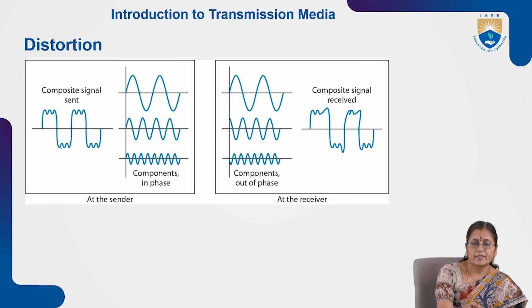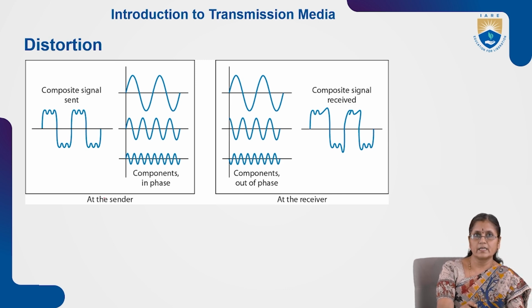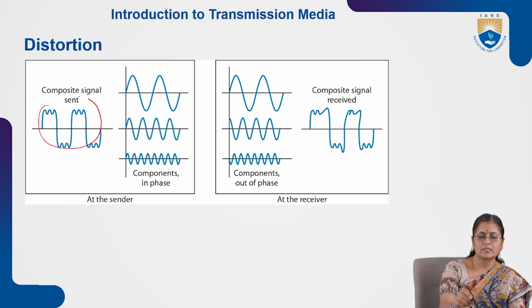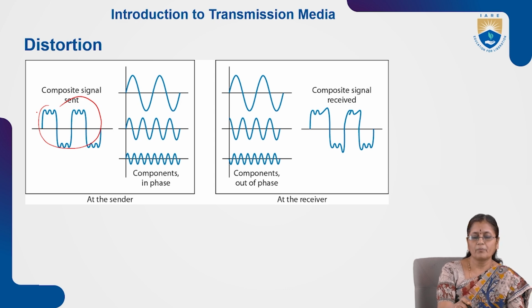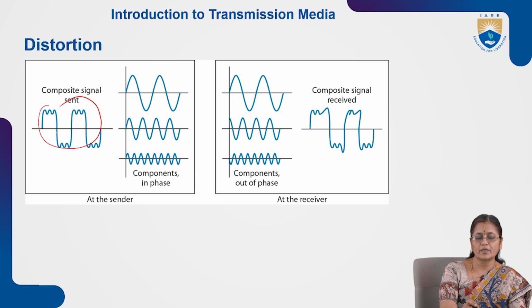Let us take an example. This is the composite signal at the sending end, which is a combination of several frequency components. As you see, these components are in phase at the sending end, where they all start at 0.